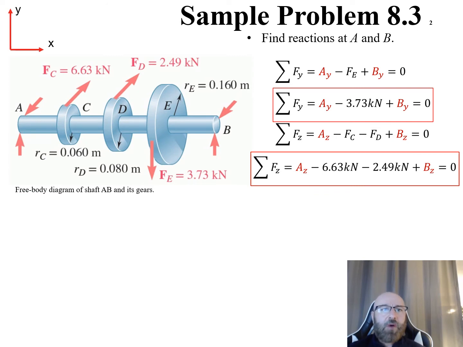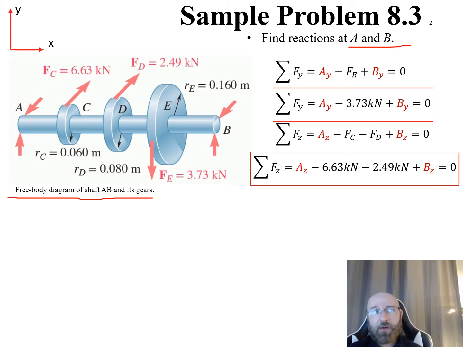So now if we continue on looking to find our reactions at A and B, the first thing I try to do is write out my equilibrium equations. I decided to look at my forces first and see how far this gets us. So I have my diagram up here. This is my free body diagram of the shaft AB and its gears right there.